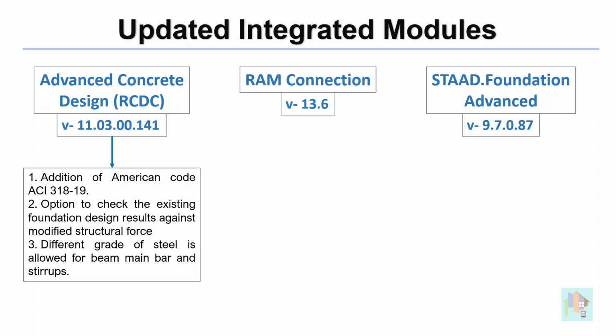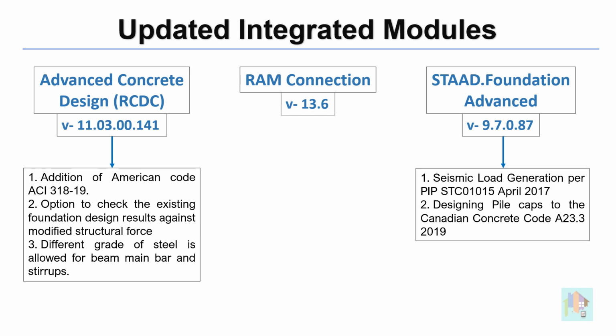The RCDC module now supports the ACI 318-2019 code for member, shear wall and foundation design. An additional option is available to check the existing foundation design against modified structural force. Different grades of steel are allowed for beam, main bar and stirrups. If you update your STAAD version to the latest, all these modules will be automatically updated to the latest version. No additional installation is required.